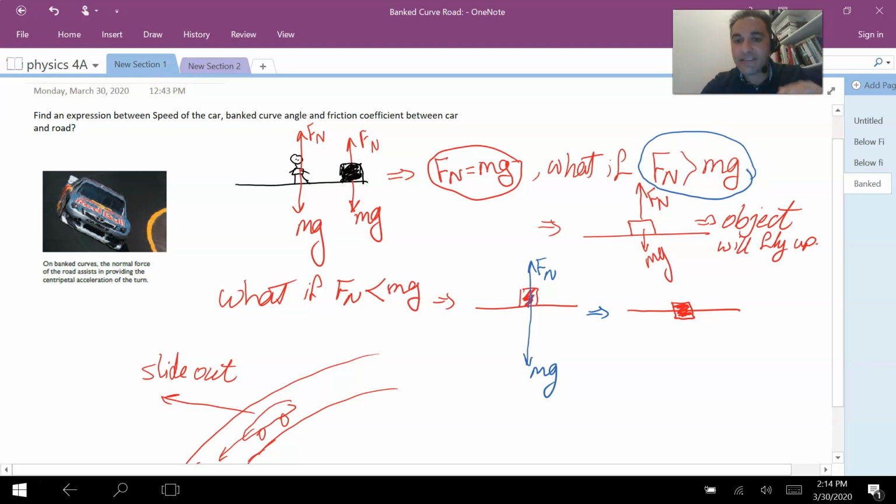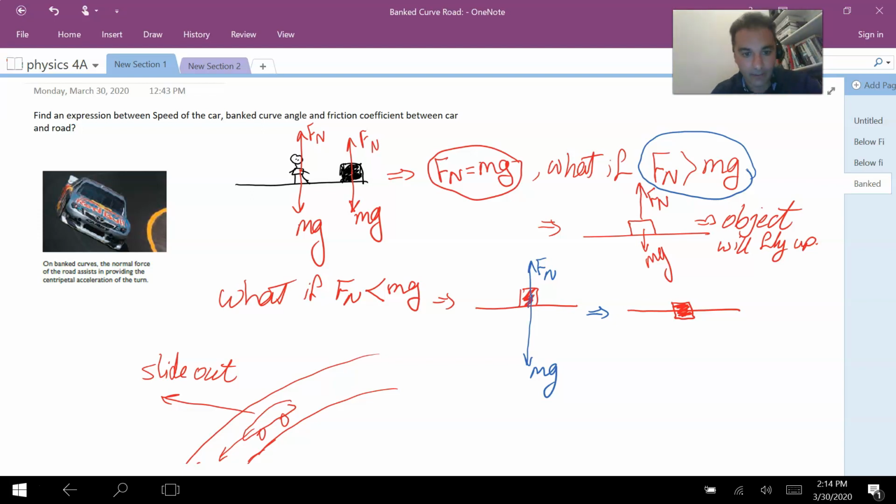Your car slides out. Why? Because Fn becomes more than mg, so your car goes up first. So we can assume your car takes distance from the road, and because it has tangent velocity, because of centrifugal force which is formed by centripetal force, this car will slide out of the curve.